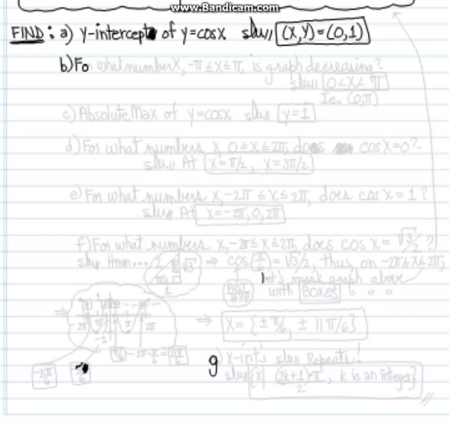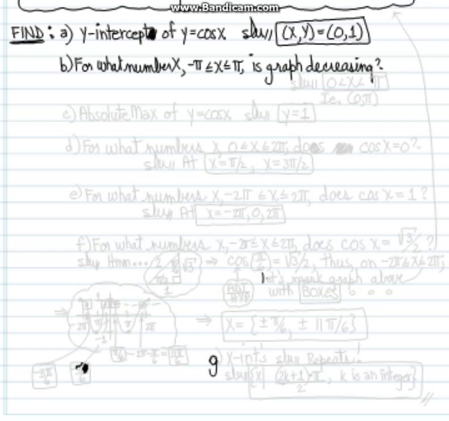In part B, we're going to find out by looking at the graph, for what numbers x, when we restrict x between negative pi and positive pi, is our graph decreasing? Now remember what it means to be decreasing. It means as you move along the graph from the left to the right, you're moving downward as you move horizontally. Look at the picture. Where does that occur between x equals negative pi and x equals pi?